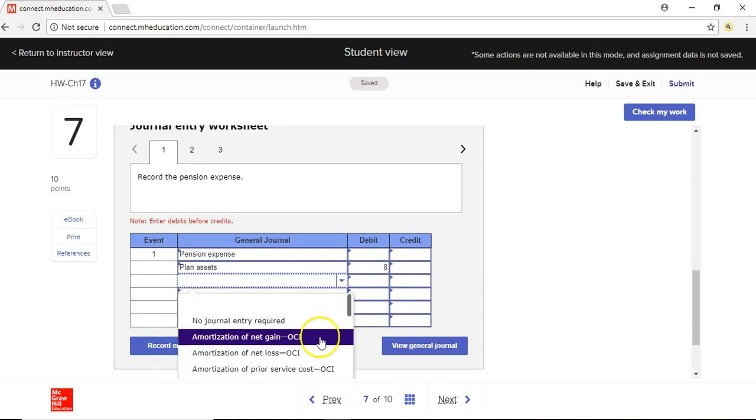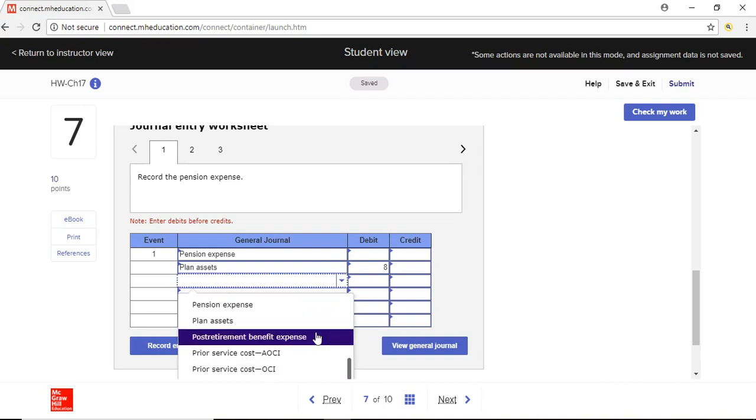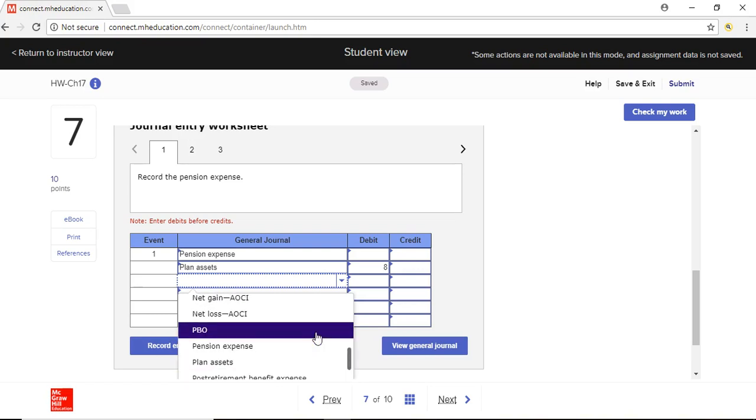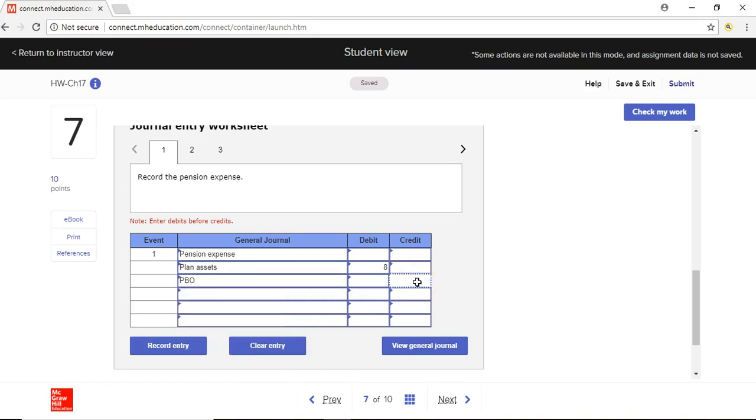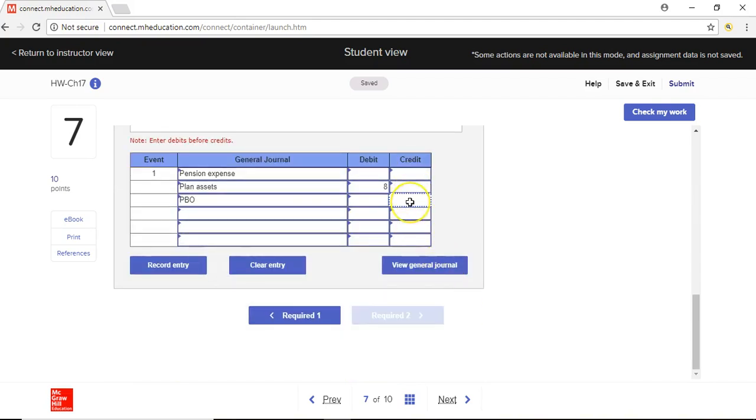Credit PBO, projected benefit obligation. And this will be the sum of service cost plus interest cost, so $32 million. And the last plug-in will be pension expense, since there are no amortized prior service costs nor amortized net gain or loss. So the last plug-in will be 32 minus 8, 24.